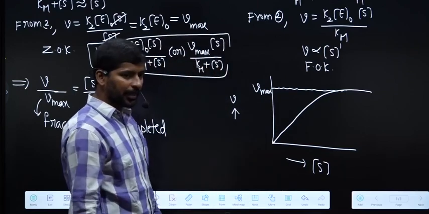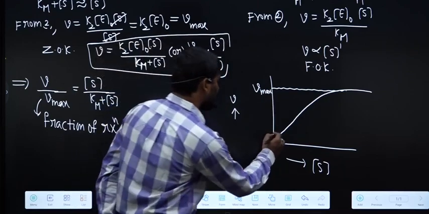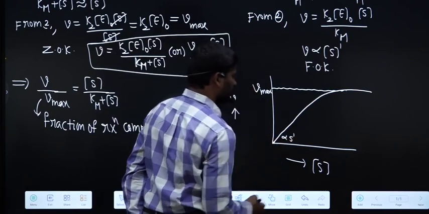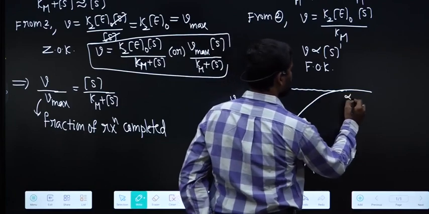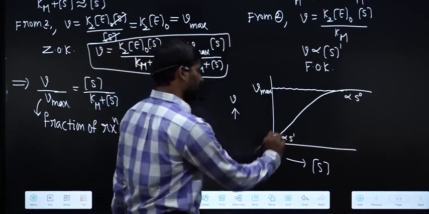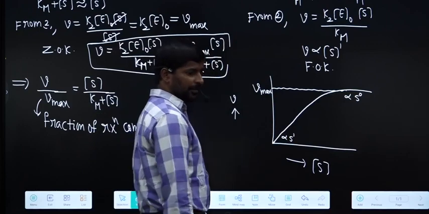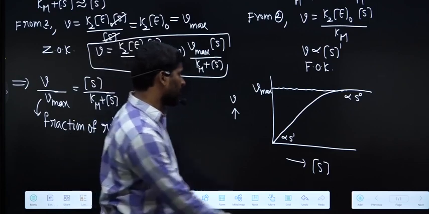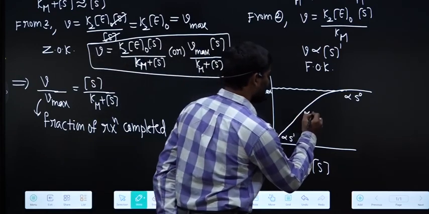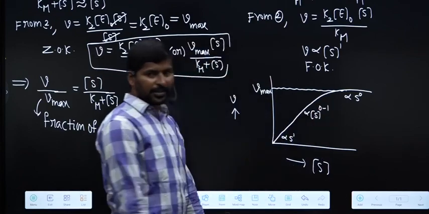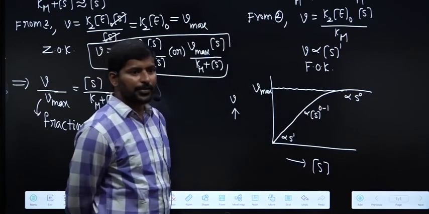It reaches maximum rate. Okay, at low concentrations, V is proportional to what? S power 1. At high concentrations, V is proportional to what? S power 0. Concentration of S, you write. Concentration of S power 1. Concentration of S power 0. So at intermediate concentrations, it may be in between 0 and 1 order.